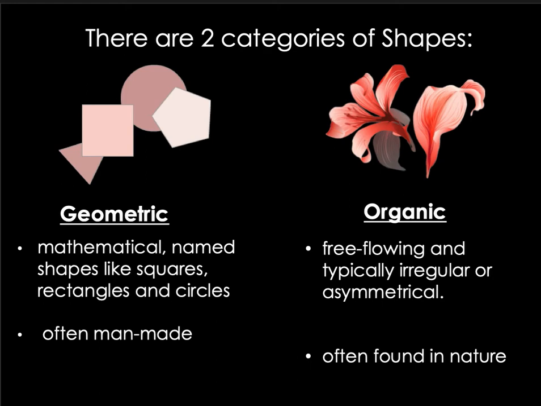Then you have more organic shapes. These are free-flowing, they are irregular, they are asymmetrical, meaning they don't match on both sides. There isn't really a name for them. These are things that you're going to find out in nature. So my example on there is a petal, a leaf. They might all look the same, but if you were to pluck two petals and put them next to each other, there are going to be some differences in the two. No two are alike. These are things found often in nature.